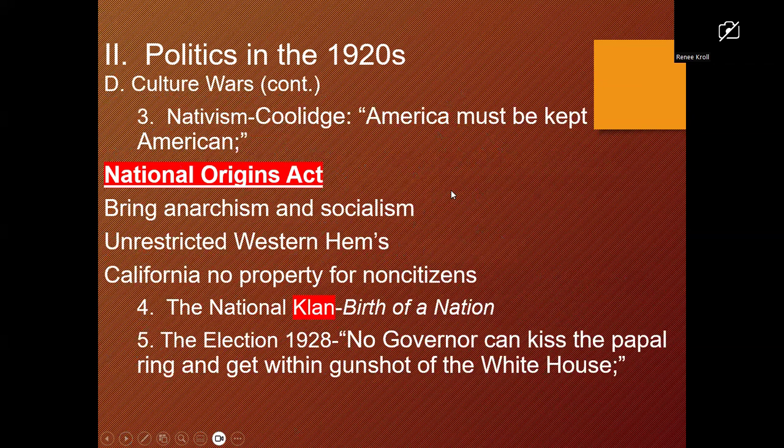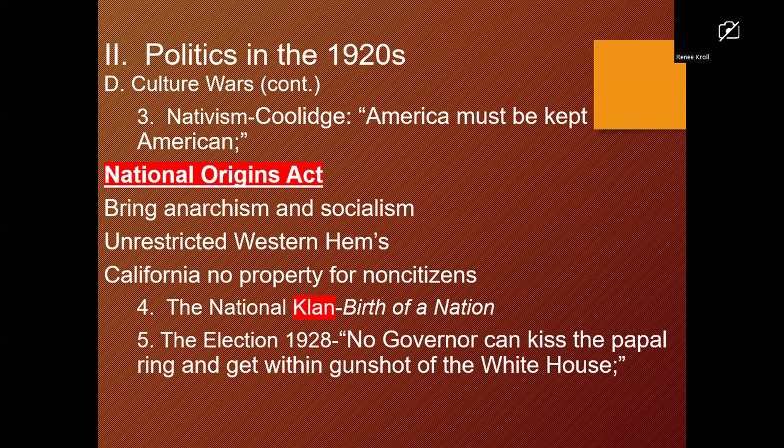Okay. So moving forward, we have an expansion of the KKK in this era, which is causing a lot of things to happen. The Red Scare and the Great Migration is causing legislation to limit immigration.